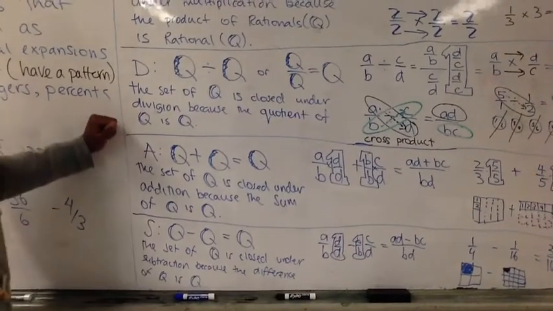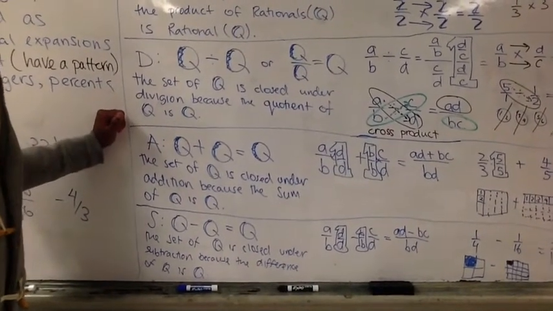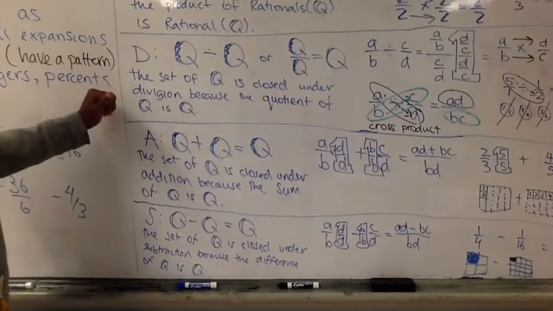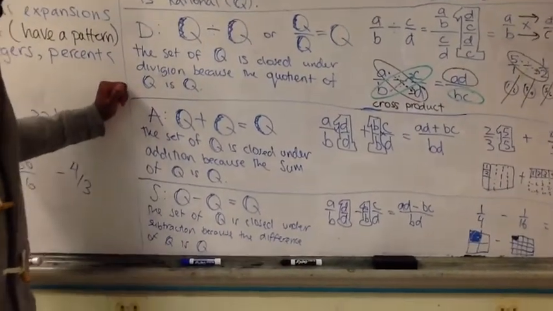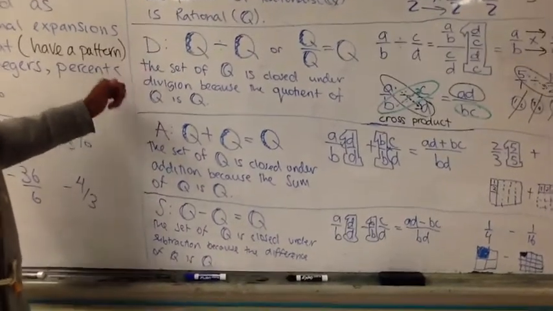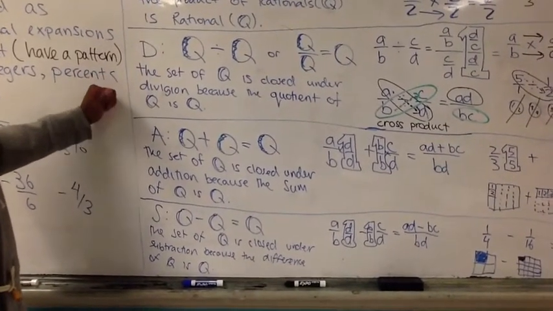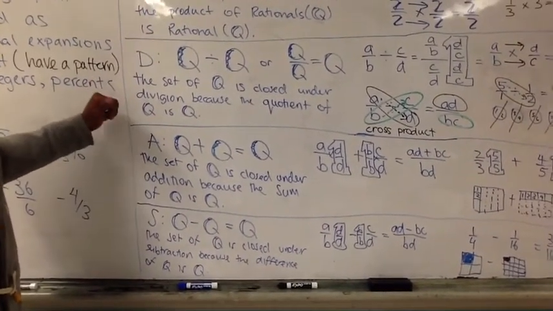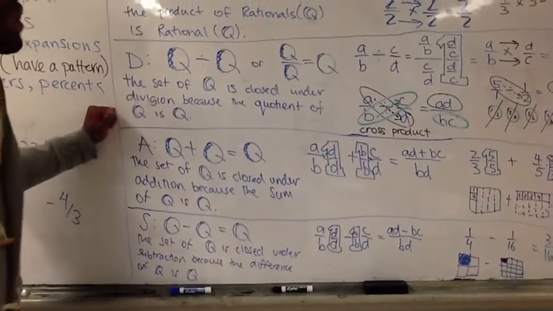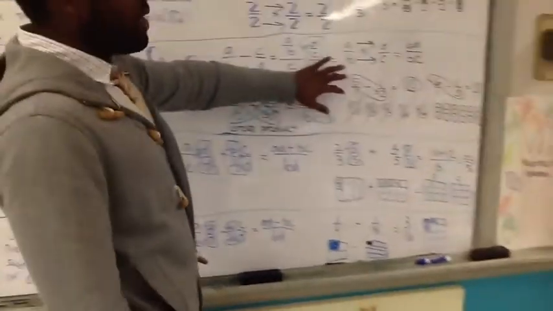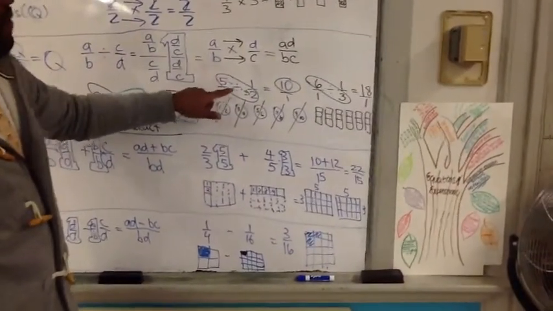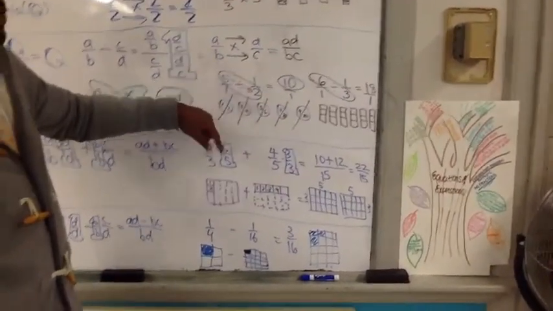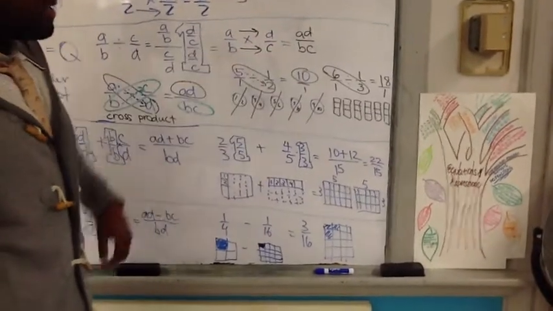The next operation we discussed was division, and after several examples dividing rational numbers, specifically fractions, we concluded that the set of rational numbers was closed under division because the quotient of rational numbers is rational. If we move straight to the concrete examples, we see that 5 over 1, which is 5, divided by a half, 1 over 2, is equal to 10.